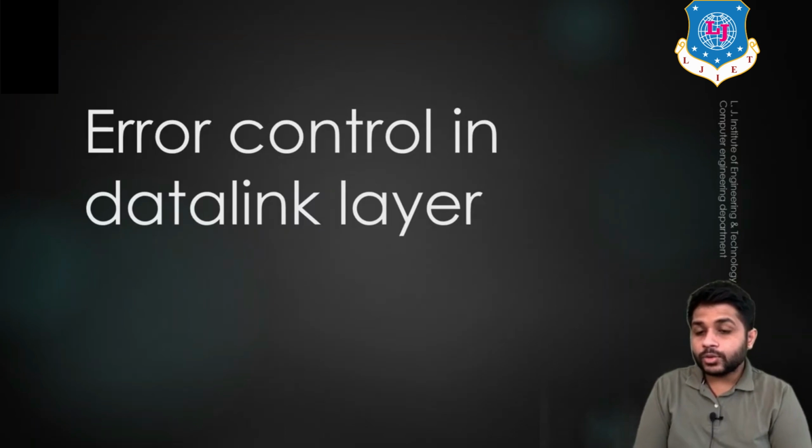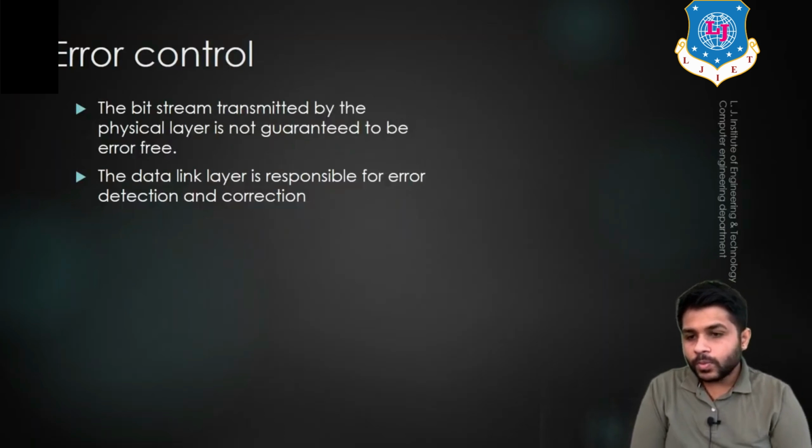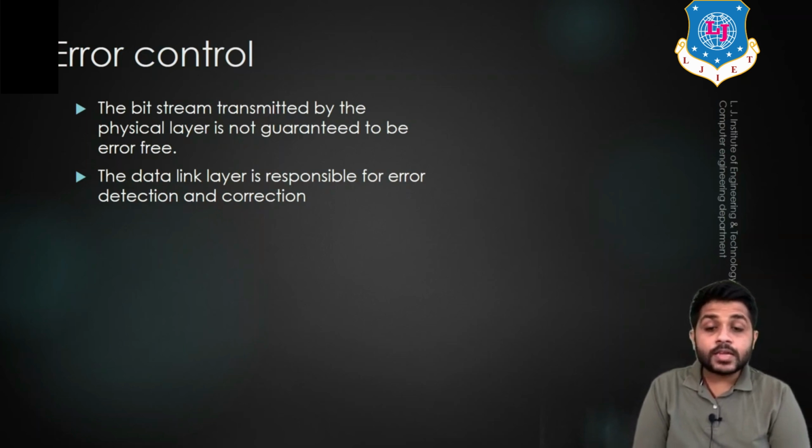Hi, and today we are going to see the error control in the data link layer. So what is error control and why is it needed? If you remember, the layer below the data link layer is the physical layer. The physical layer is totally unreliable.